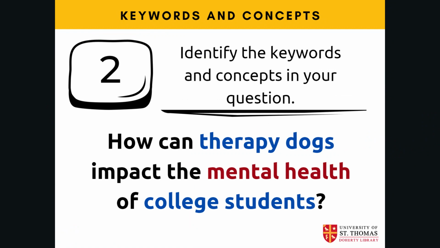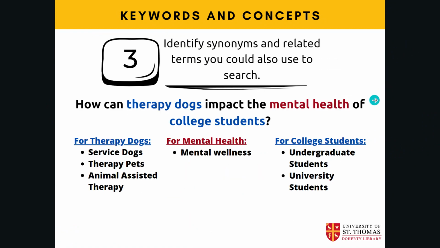So now that we have our keywords and concepts identified, we are moving on to step 3, which is identify synonyms and related terms that you could also use to search. What I like to do is write out my question and either highlight, underline, or write my keywords in a different color. You can do that any way you like, but once I pull out my keywords, I write down alternate search terms that I can use as well.